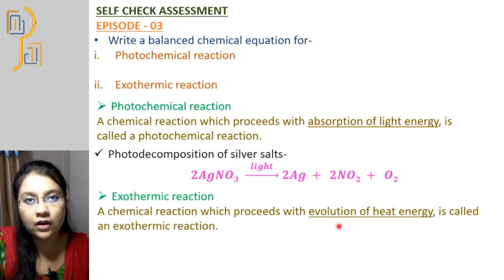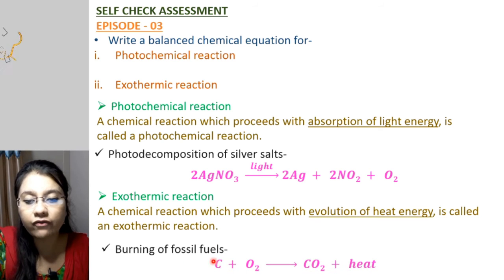The next part is exothermic reaction, which is a reaction which proceeds with evolution of heat energy. For example, burning of fossil fuels. We all know that fossil fuels are carbon compounds. So when carbon burns in the presence of oxygen, it forms carbon dioxide and a huge amount of heat is released. So this is an example of exothermic reaction.